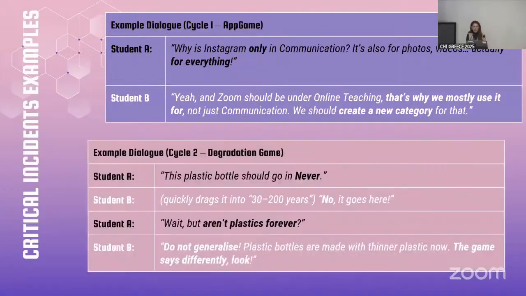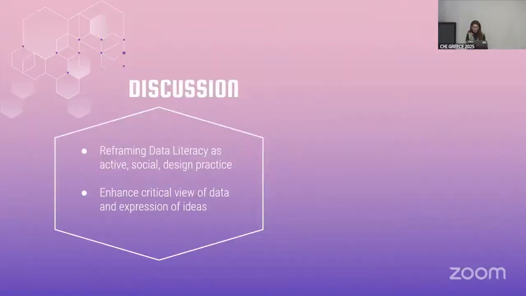Okay, I will skip these examples that mostly illustrate how Sorbet provoked students to treat classification not as a fixed truth, but as a negotiable and contestable process, which is valuable for technologies like this, which is authorable and easy to access. So just for discussion, we try to reframe data literacy as an active social and design practice, and we focus on enhancing the critical view of data and expression of ideas.